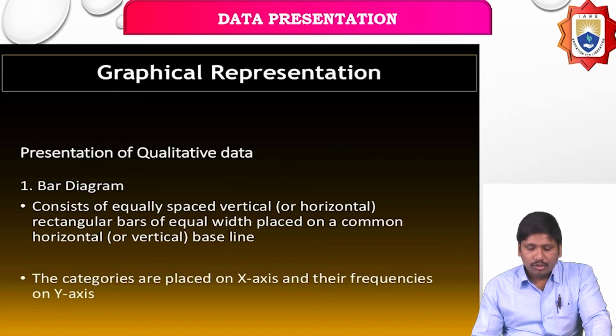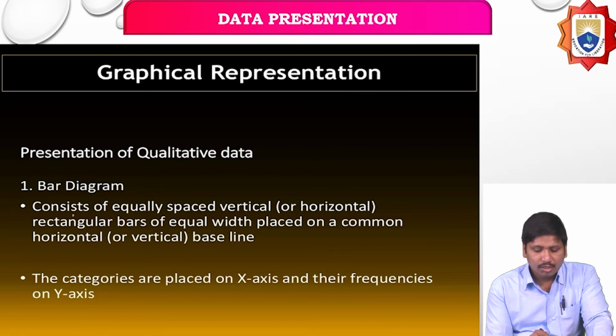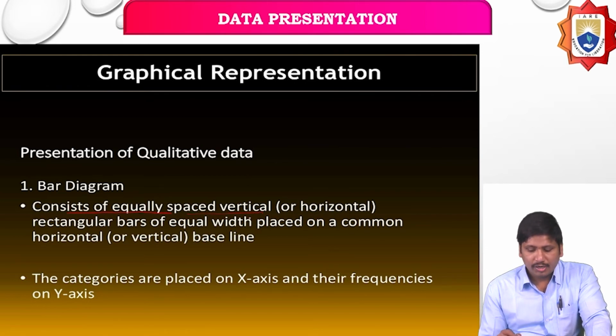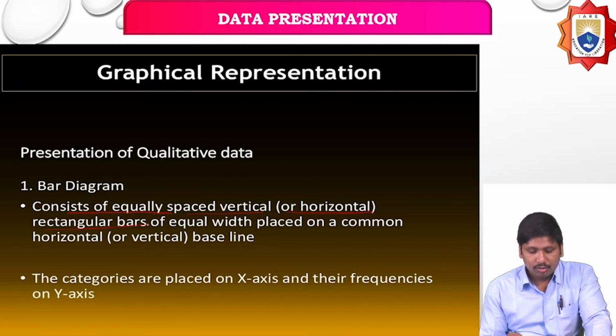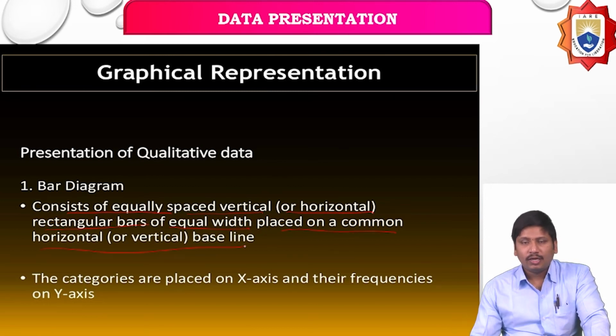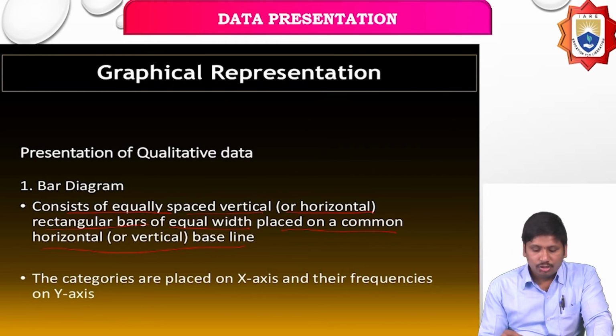See the first one, presentation of qualitative data. For that I'm going to use a bar diagram. So what is a bar diagram? A bar diagram consists of equally spaced vertical or horizontal rectangular bars of equal width placed on a common horizontal baseline. It is nothing but a bar chart. If I take the x-axis and this one is the y-axis, the bar diagram looks like this.